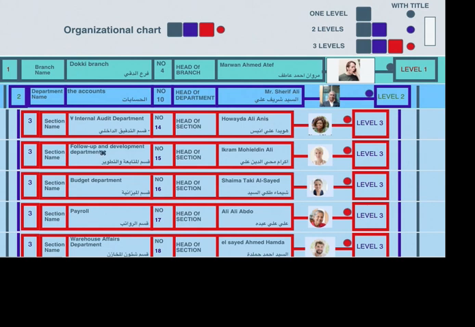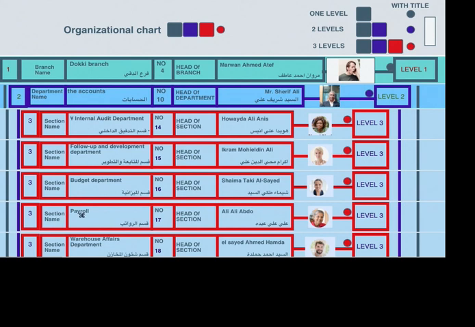Section name Follow-up and Development, section number 15. Head of the section, Ikram Mohieddin Ali. Section name budget, section number 16. Head of the section, Shema Taki Alzaid.